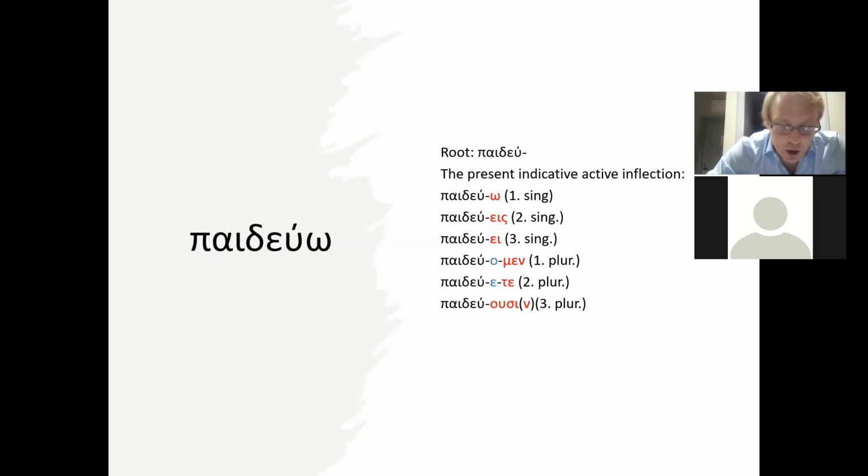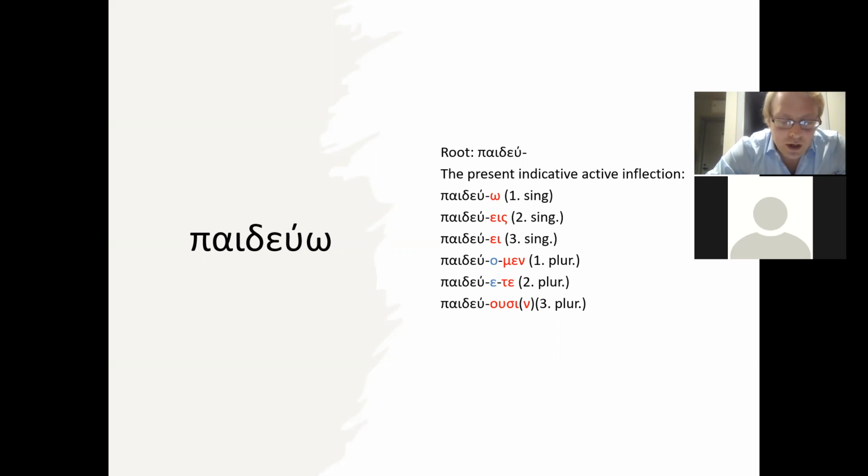So this is how the verb is inflected in the present active indicative. Paideuo in the first person singular, meaning I educate. Paideues in the second person singular, you educate. Paideue in the third person singular, he or she educates. Paideuomen in the first person plural, we educate. Paideuete in the second person plural, you educate. And paideuusin in the third person plural, they educate.